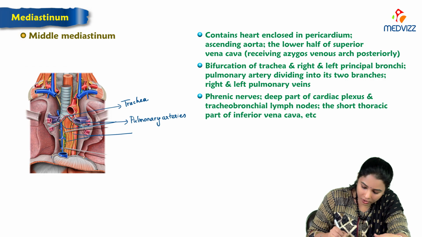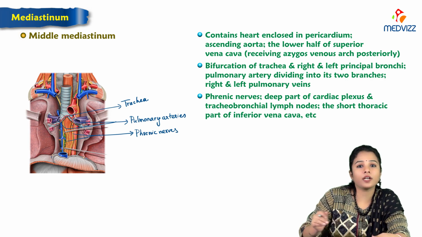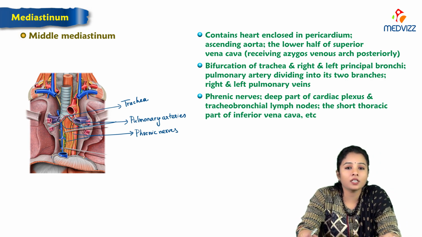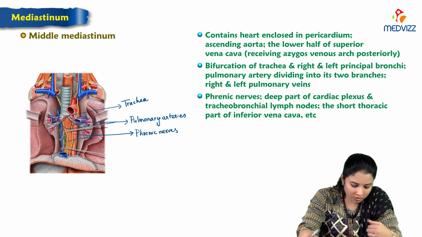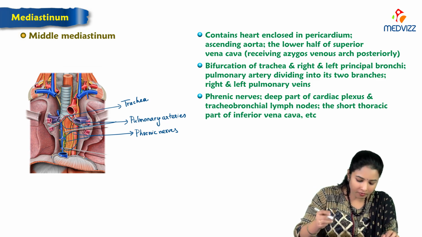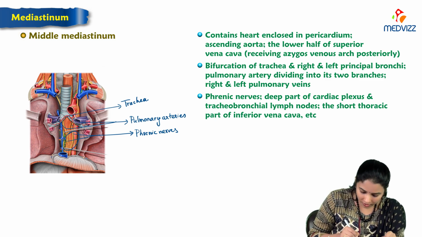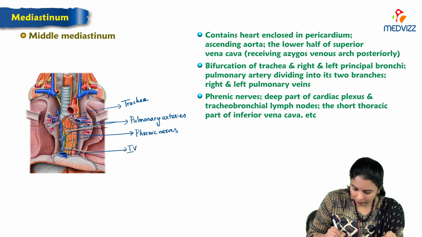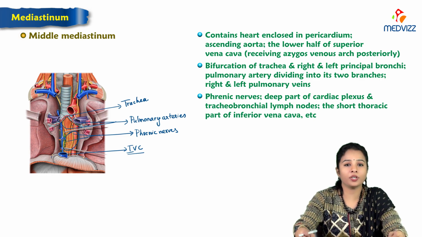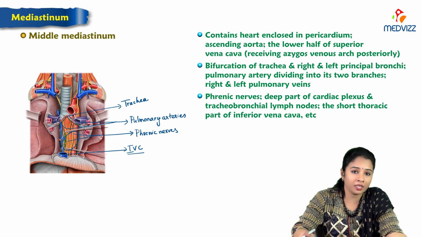The phrenic nerves also extend into the posterior mediastinum. So we have the right and left phrenic nerves, the deep part of the cardiac plexus, and the tracheobronchial lymph nodes. Apart from this, the deep part of the cardiac plexus, formed from the vagus, is seen here, along with the tracheobronchial lymph nodes and the short thoracic part of the inferior vena cava. Here we can see the inferior vena cava before opening into the right atrium of the heart. So these are the structures present in the middle mediastinum.